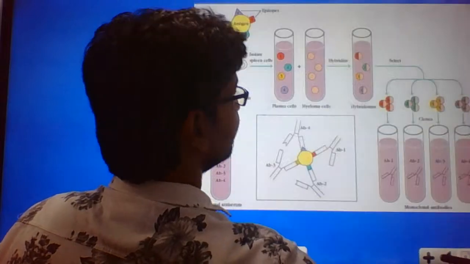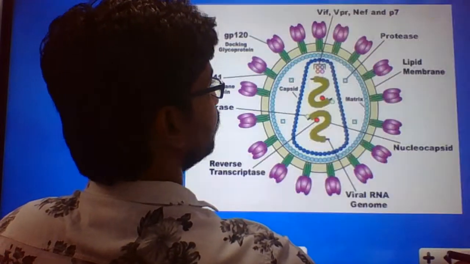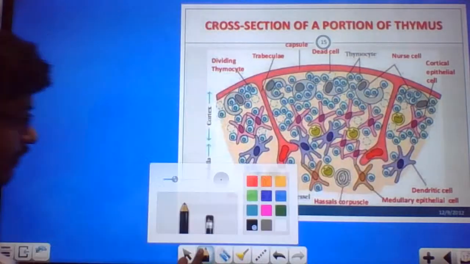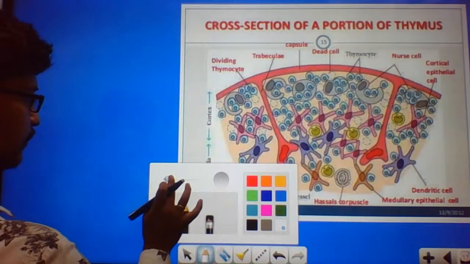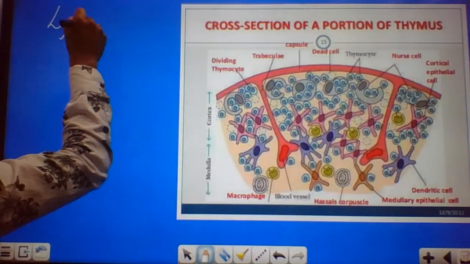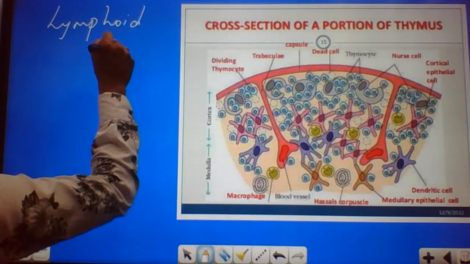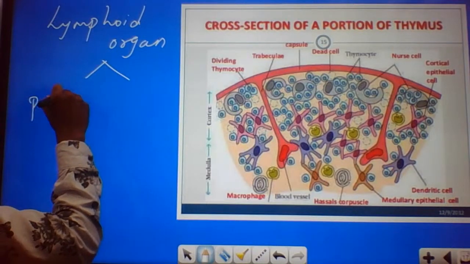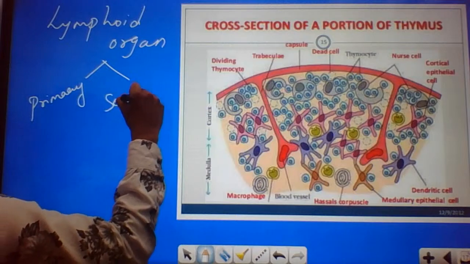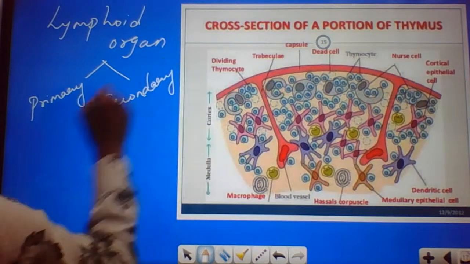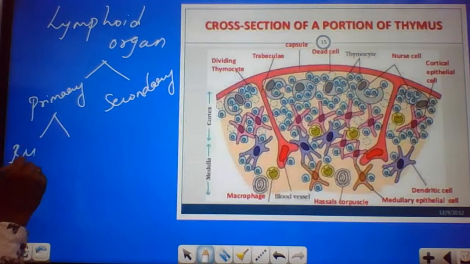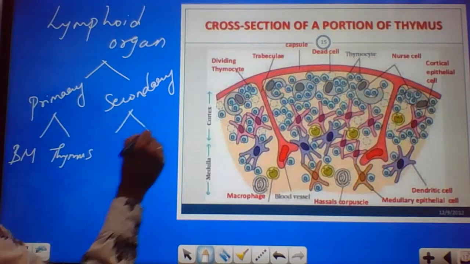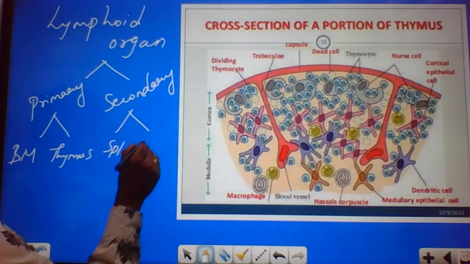Coming to the lymphoid organs, the lymphoid organs are broadly classified into two types: the primary lymphoid organ and the secondary lymphoid organ. The primary lymphoid organ, for example, BM, that is bone marrow, then we have thymus. Secondary lymphoid organ, you take spleen, lymph node.